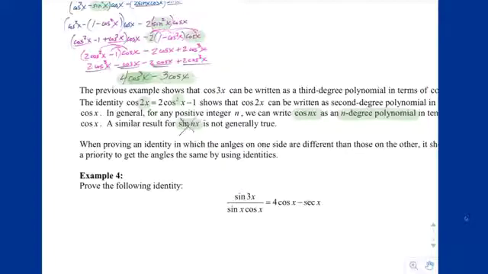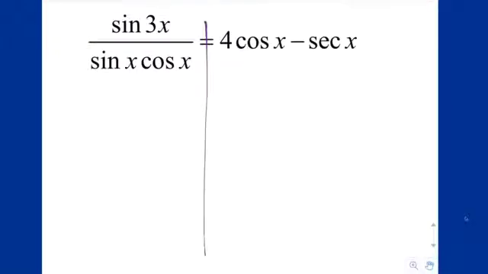Okay, I'm going to let you try it on your own. Prove the following identity. Give you a couple minutes to show that the left side equals the right side. And you've got all your fundamental identities that you can use. You've got the composite identities, you have the double angle identities, and you have all your algebra.